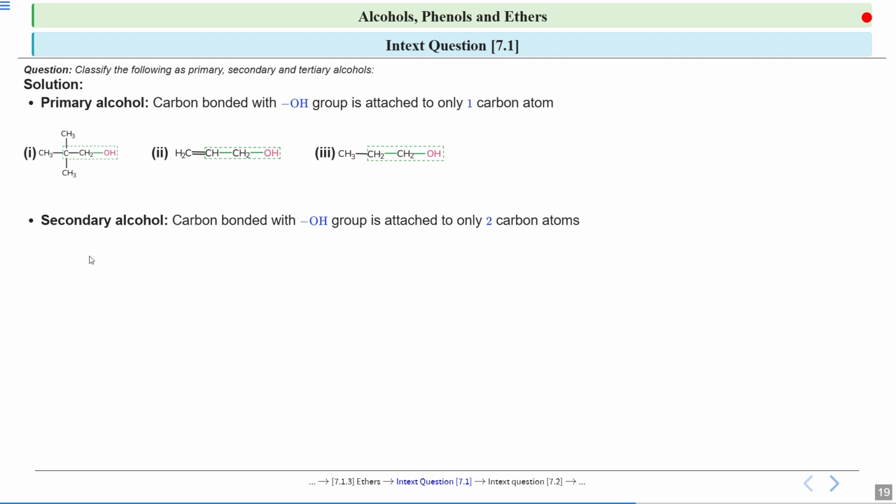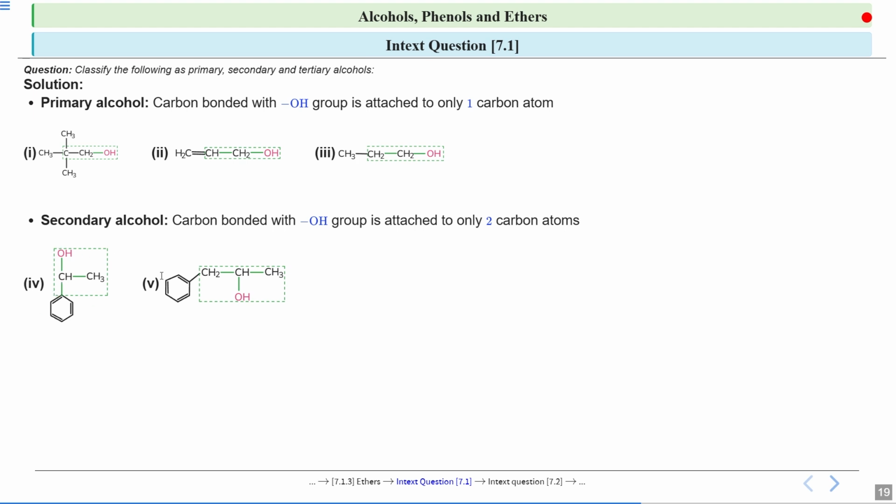Now, secondary alcohol. A secondary alcohol is where the carbon atom bonded with the hydroxyl group is attached to only two other carbon atoms. In the fourth structure, we have a benzene ring attached to CHOH-CH3. The hydroxyl group is attached to this carbon, and this carbon is attached to two other carbons. One is this methyl group carbon and the other is a carbon of this benzene ring. So this is a secondary alcohol.